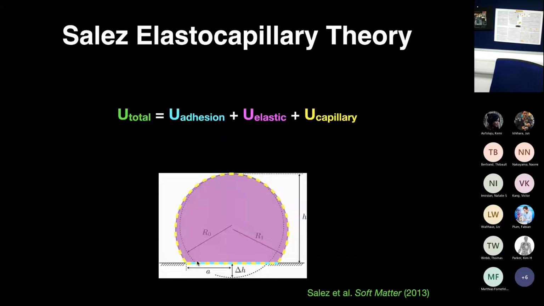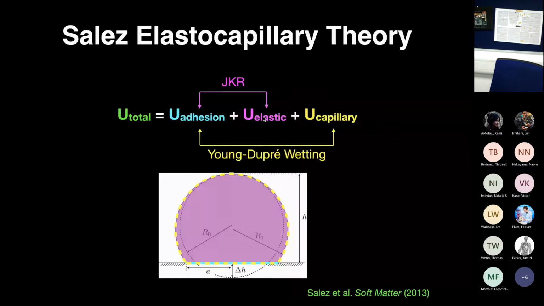Putting that all together, so that you get the Salez elastocapillary theory. And once again, I'll just note that the adhesion versus elasticity is exactly a JKR prediction. So that was that pink curve we saw before. And adhesion versus capillarity is exactly wetting. And so those pieces are still there.